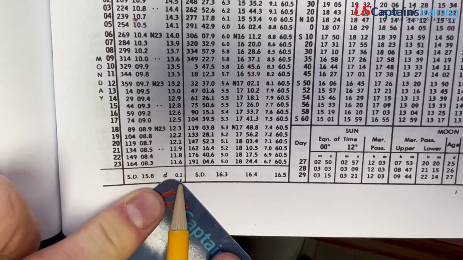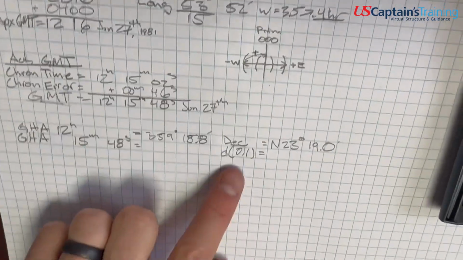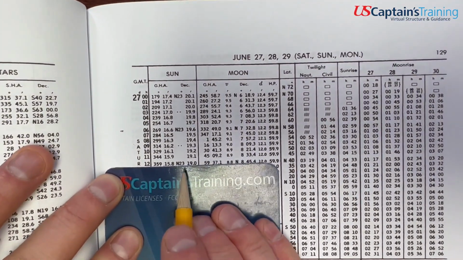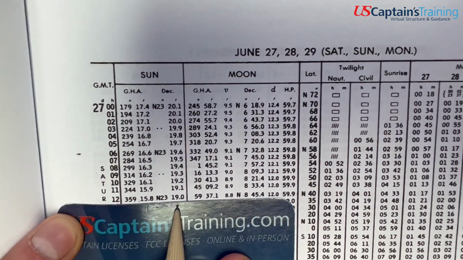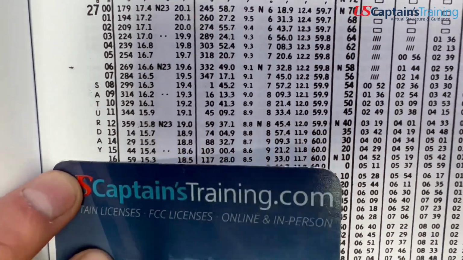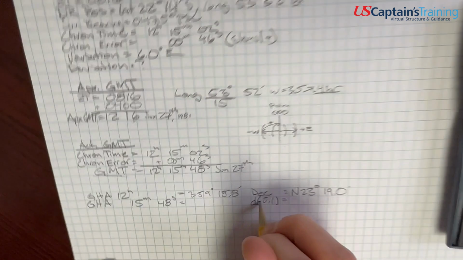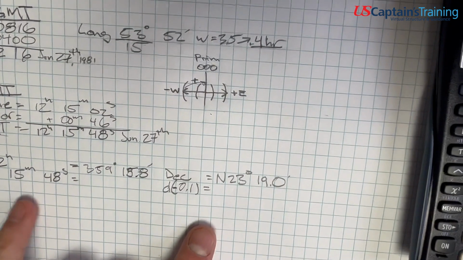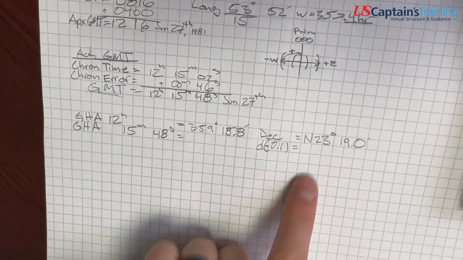If you come down all the way to the bottom, that's the D correction. See it? D, 0.1, okay? Now, do we add it or subtract it is our question. The way we find that, we come to June 27th for 12 hours. Here's the declination we got. Slide down to the next hour. Is it bigger or smaller? Smaller. It's declining as we go down. So we subtract this tiny D correction. Okay.